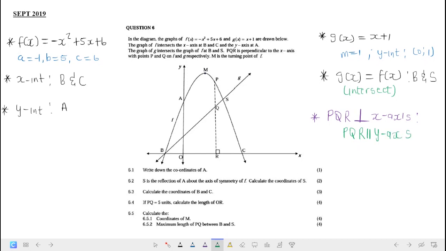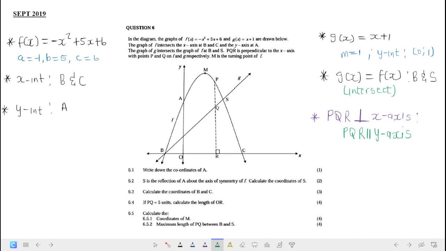How is this going to help me? This is going to help you to calculate the length of PQ or of QR or of PR, given that you don't know the coordinates of P and Q. In most cases, it can be PQ, since P is on F and Q is on G, right?